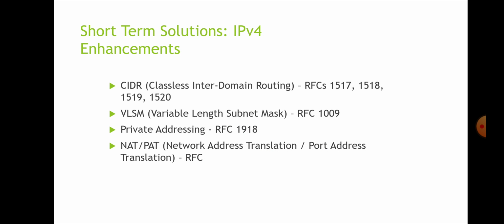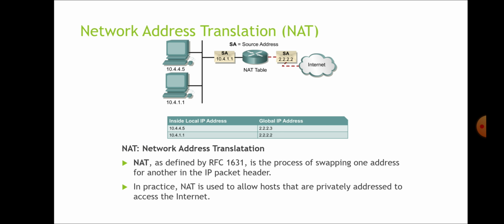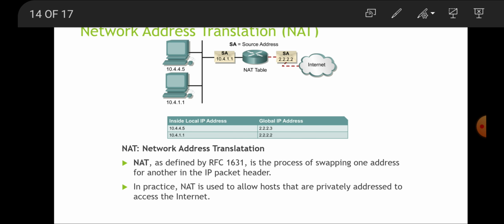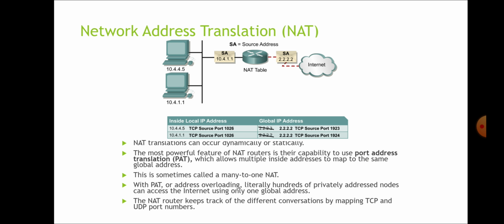Okay, this we have already discussed. Now network address translation, NAT. Okay, so here we are using source address 10.4.4.5, 10.4.1.1. NAT is defined by RFC 1631 as the process of swapping one address for another in the IP packet header. In practice, NAT is used to allow hosts that are privately addressed to access the internet. Okay, so this is how they have explained here.